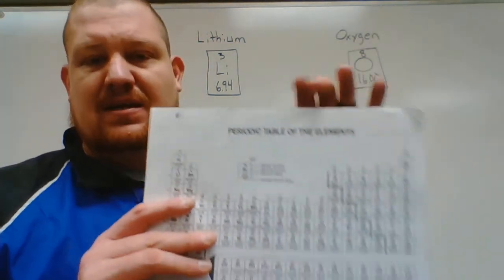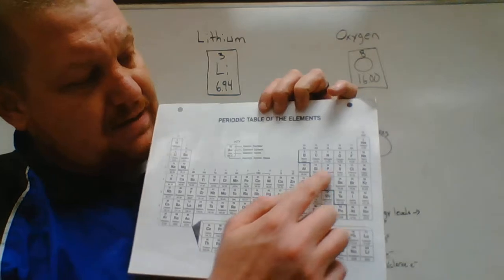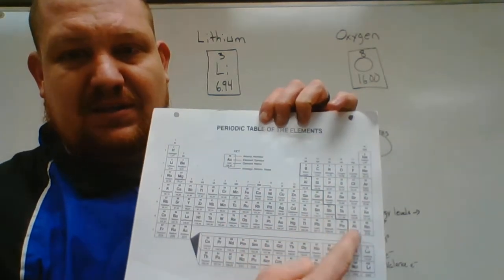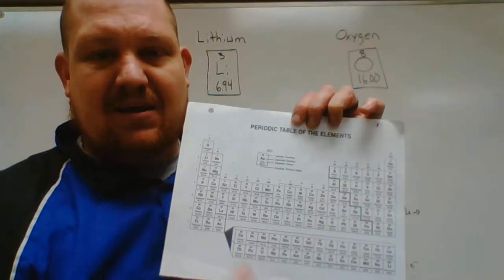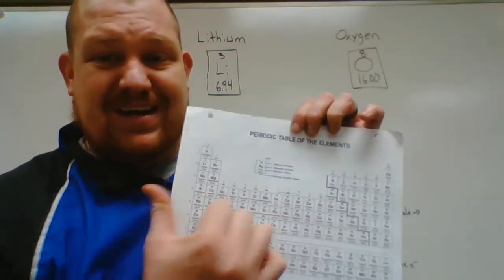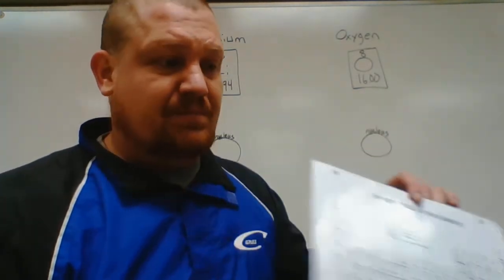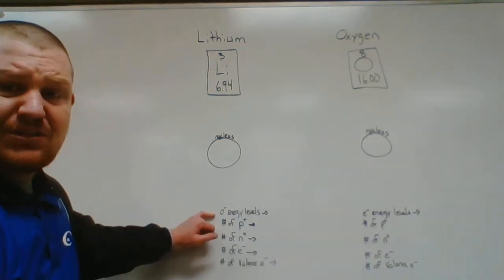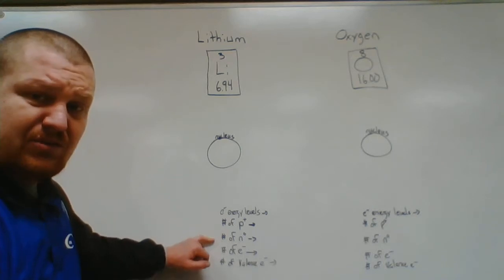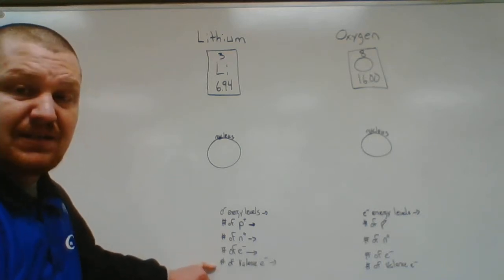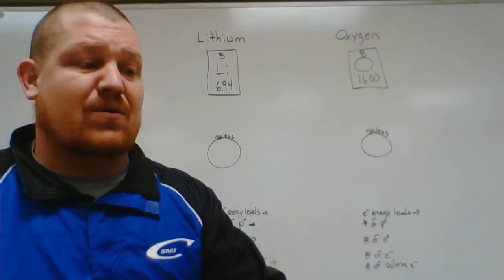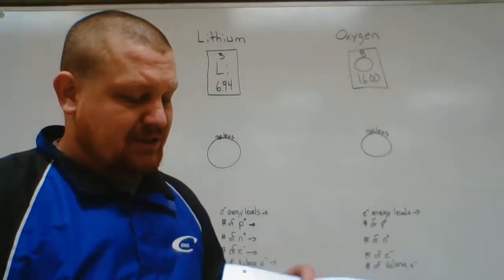Oxygen is here, up that way based on our stair-step sign. It's on the non-metal side, right? Lithium is over here, on the metal side. Things we're going to be tracking are the number of electron energy levels, protons, neutrons, electrons, and the number of valence electrons. First we're just going to start out by mapping out our lithium and oxygen nucleuses.